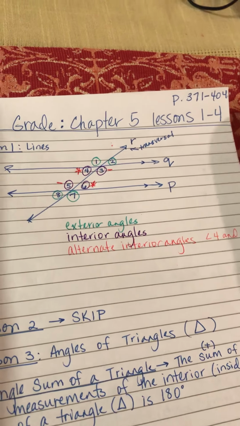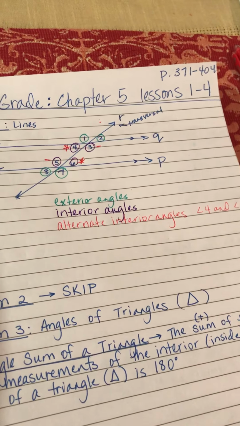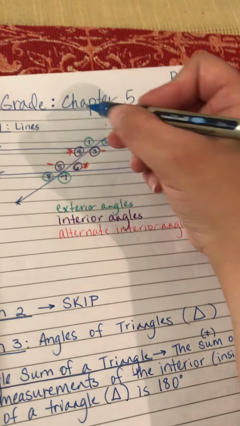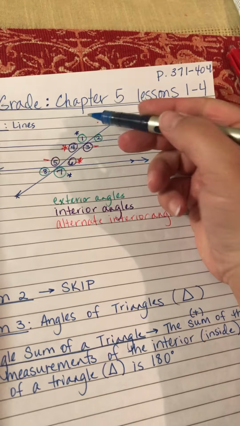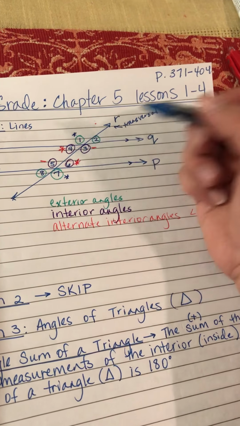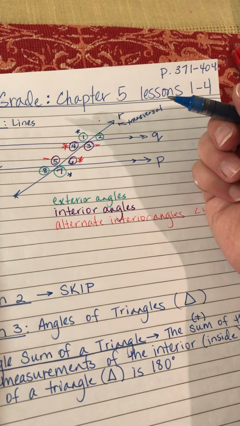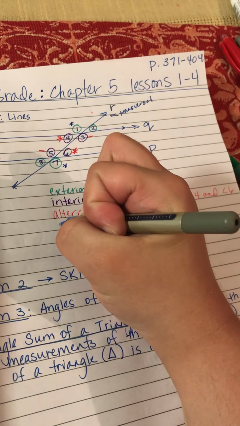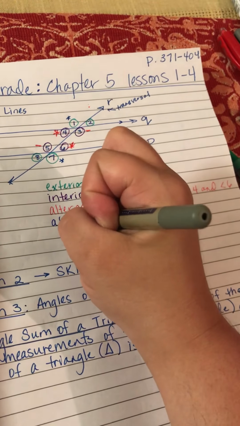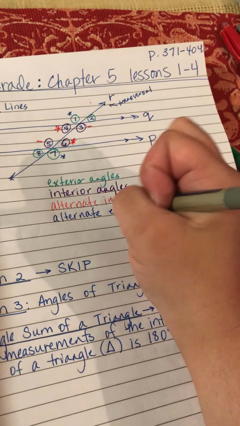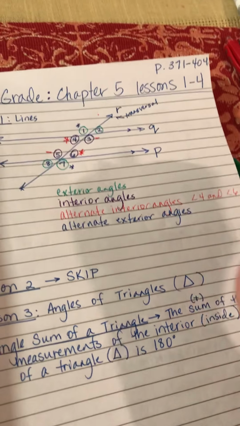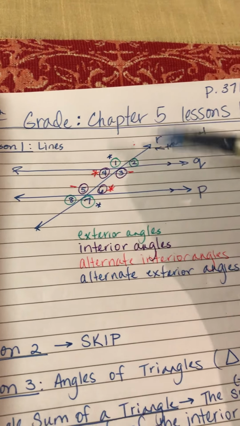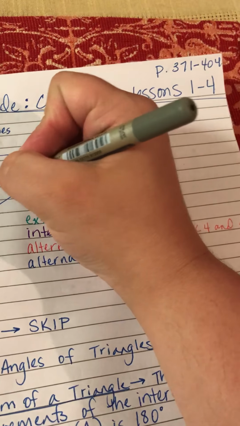Then you have the other ones, which are the alternate exterior. So that would be, for example, 1 and 7. They're on alternate or opposite sides of the transversal, and they're outside of the two parallel lines. So these two are alternate exterior angles. Okay, and then also 8 and 2 then would be alternate exterior.